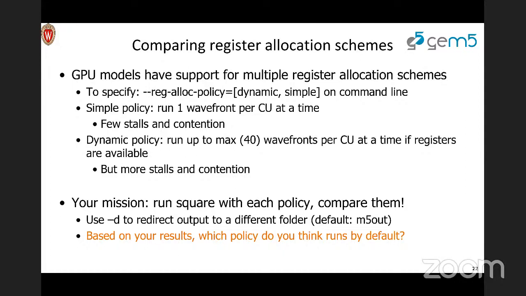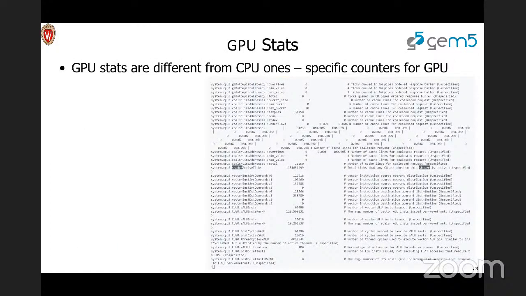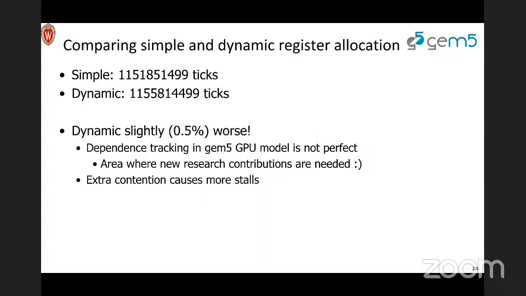Okay. So naturally you might think, well, dynamic actually lets us run stuff in parallel, so it must be much more accurate. The way that we would have checked that is you look in the stats, as Bobby said, it's a big text file right now, and you'd specifically look for shader active ticks. That tells you essentially how many cycles the compute units were running in this program. But surprisingly, if you run a large variety of benchmarks, including Square, it turns out that the dynamic register allocation scheme is actually slightly worse, which is non-intuitive. When I ran these numbers originally, you would expect the dynamic one would be a lot better.